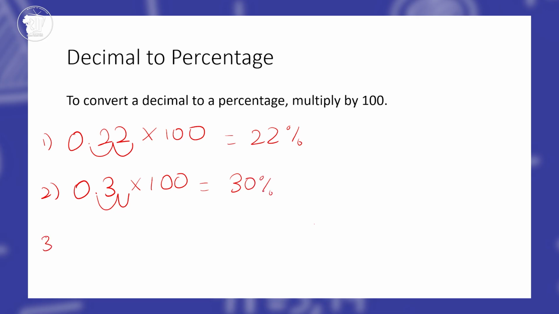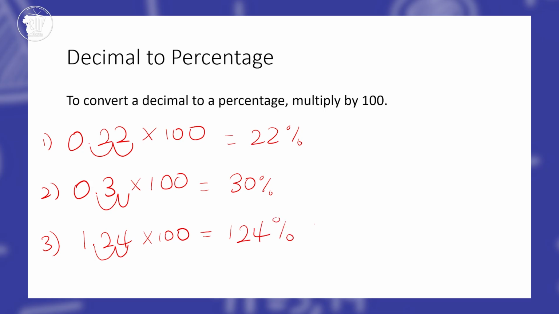Let's say we wanted to convert 1.24 to a percentage. Once again, we multiply this by 100. So this will be 1.24 multiplied by 100. We move the decimal point 2 places to the right. So this will be 1, 2. This will be equal to 124%.